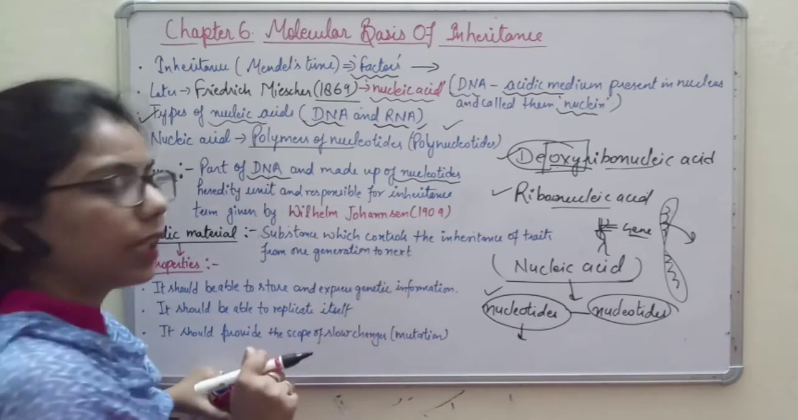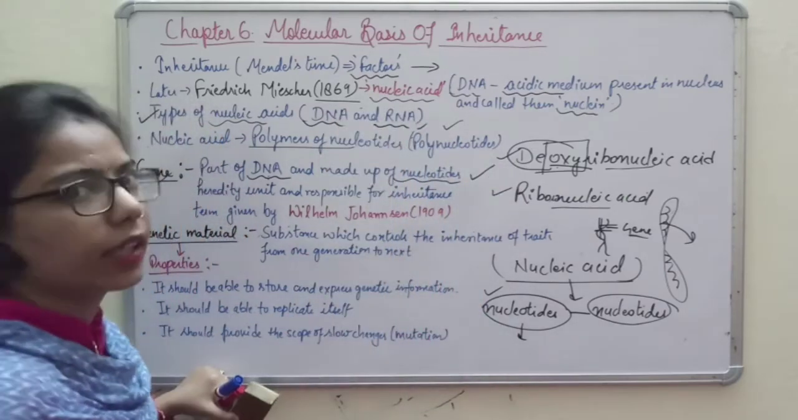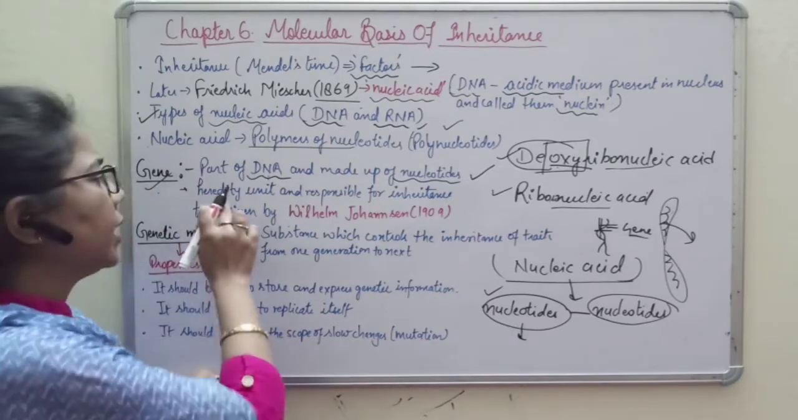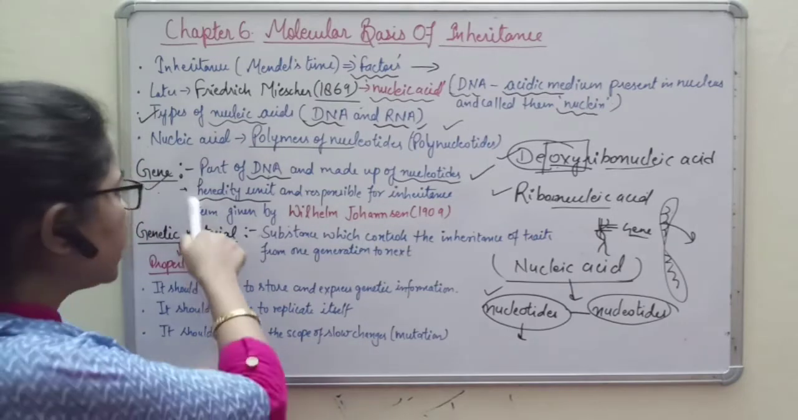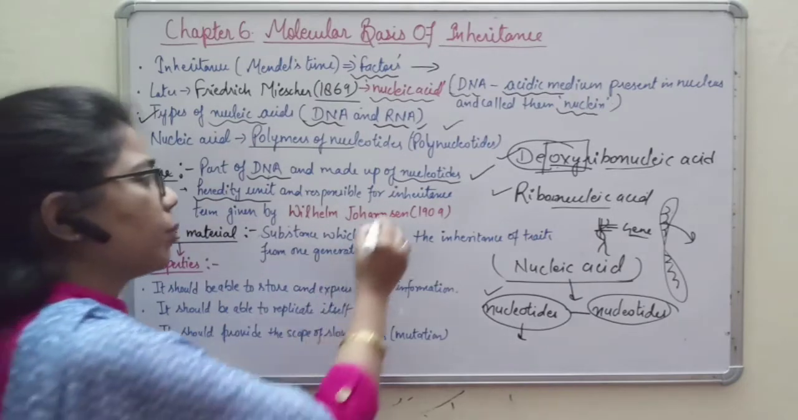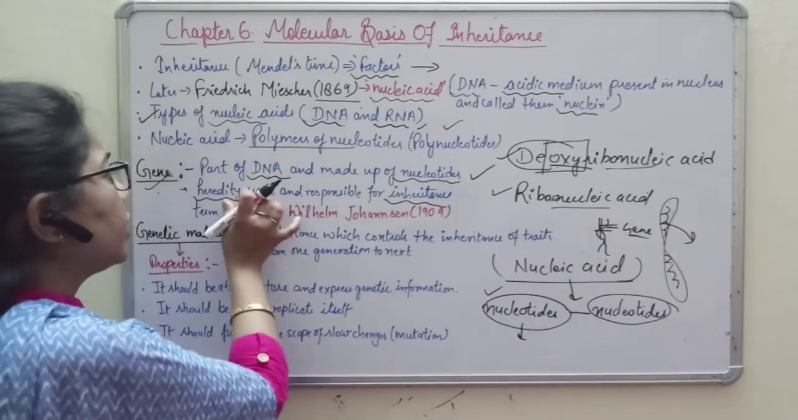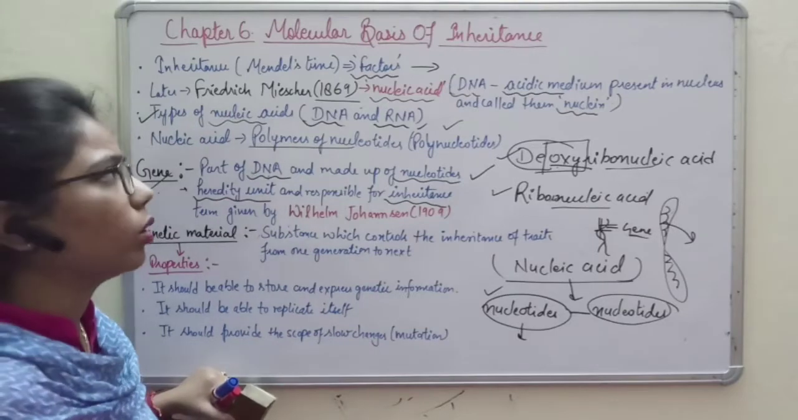So the whole sum is that we have to understand what a nucleotide is. Now another important point about the gene is that it is the heredity unit, which is responsible for inheritance. Factors and gene are both the same thing, as we have discussed earlier also.